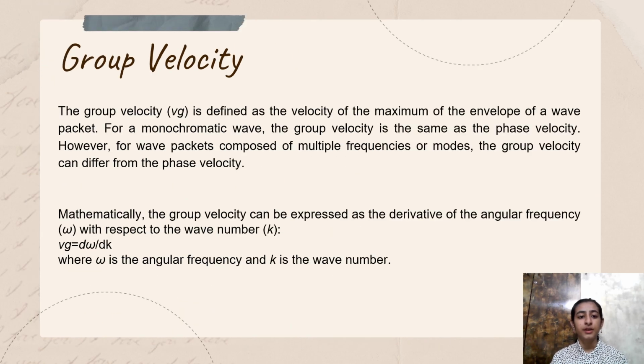Group velocity. The group velocity, also represented as Vg, is defined as the velocity of the maximum of the envelope of a wave packet. For a monochromatic wave, the group velocity is the same as the phase velocity. However, for wave packets composed of multiple frequencies or modes, the group velocity can differ from the phase velocity. Mathematically, the group velocity can be expressed as the derivative of the angular frequency with respect to wave number. Here, omega is the angular frequency and k is the wave number.